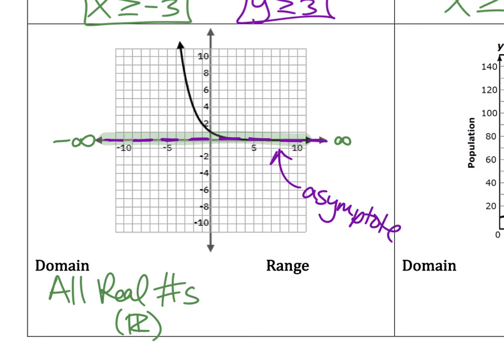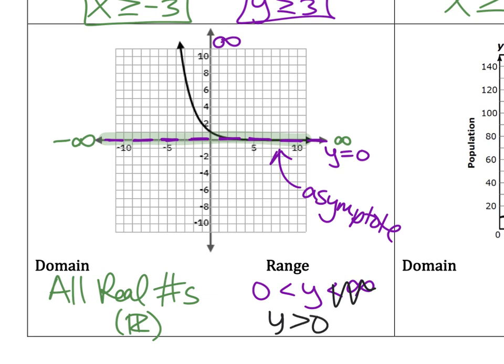Can the graph ever cross that? Y equals 0? No, so that's the lowest it can go, is 0. What's the highest it can go? Isn't that arrow going up? Infinity. But I can't write infinities. So this is going to be y greater than 0. It has to be above 0 because it can't cross or touch 0.